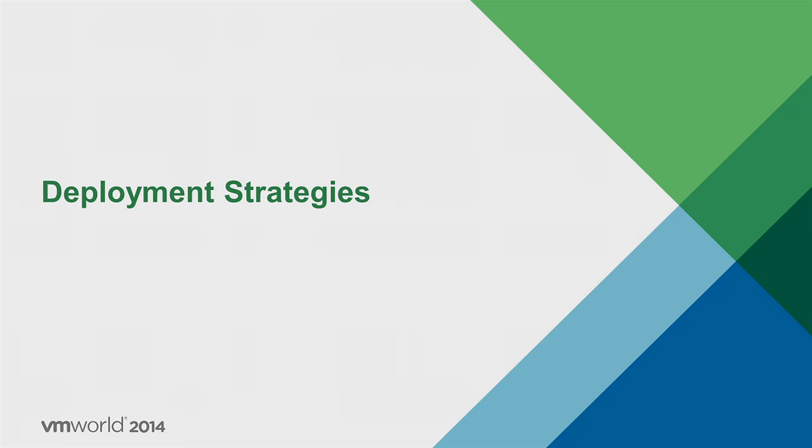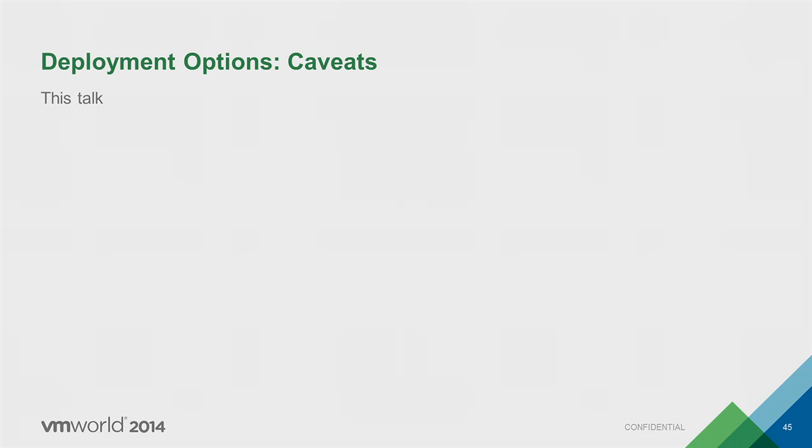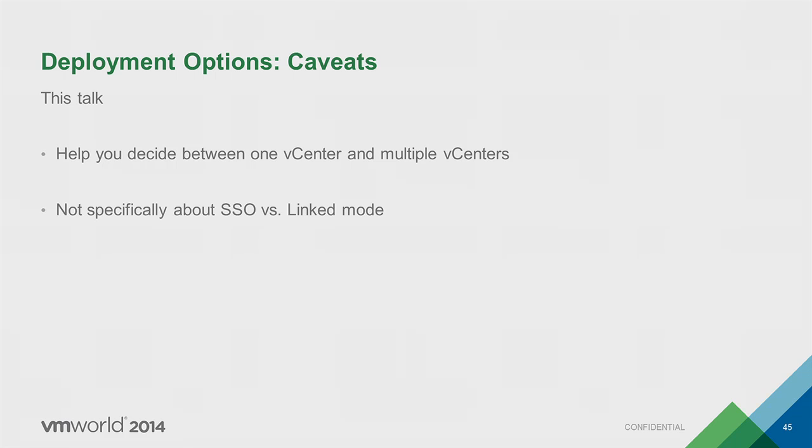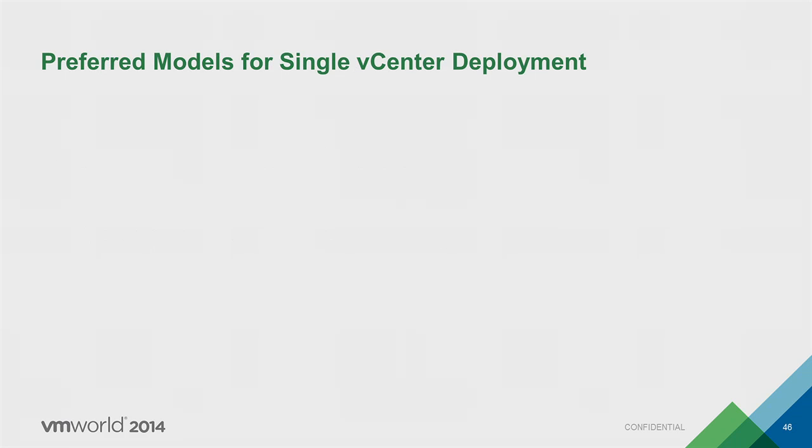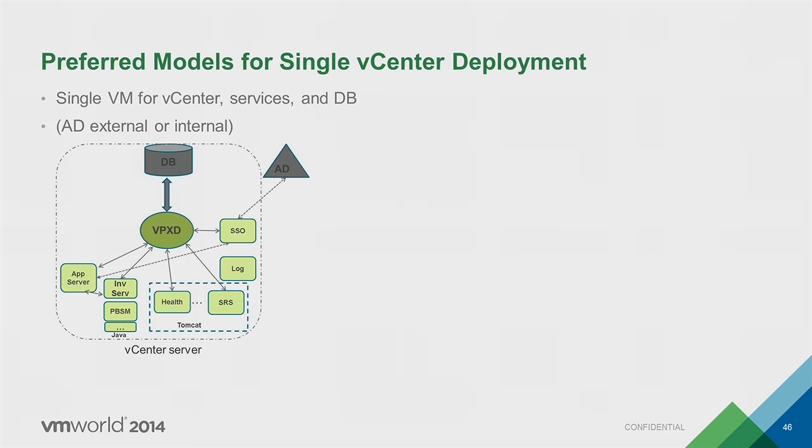So now that you know everything about how vCenter works, how the web client works, let's talk about how you might deploy vCenter. The caveat I'm going to add is that this talk is really about empowering you to make the decision about whether you want one vCenter or whether you need multiple vCenters. There's a whole separate discussion about whether, given that you have to have SSO, you need linked mode, etc. And for that, I'm going to try to give you some guidelines. So, when you're talking about deploying a single vCenter, clearly one simple model that will work is to put everything within one VM.